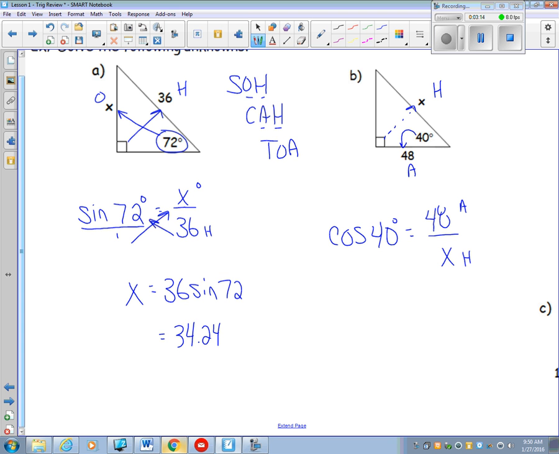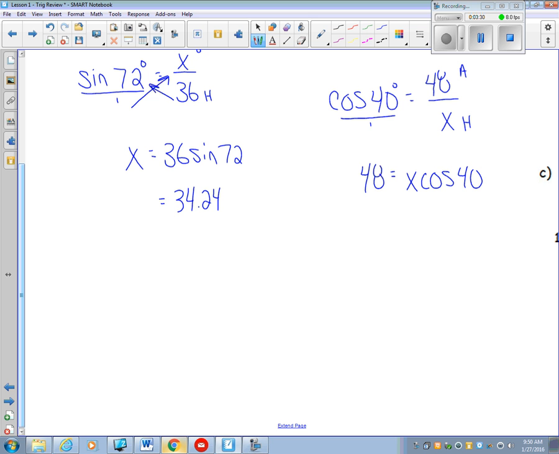Again, I have my X in my fraction, so I'm going to cross multiply. Again, think of there being a little 1 down here. 1 times 48 is 48. X times cos 40 is X cos 40. Unfortunately, this time the X is not by itself. I still have an X with a cos 40 attached to it. So I need to divide out that cos 40, and they'll cancel each other out, and you'll be left with an X down here.